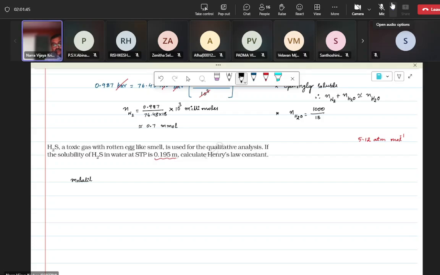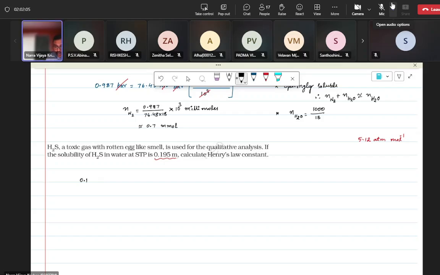Molality means moles of solute per kg of solvent. Correct? So molality means the number of moles of solute per kg of solvent. So what is the meaning of 0.195 molal?